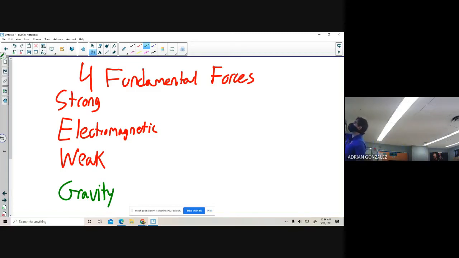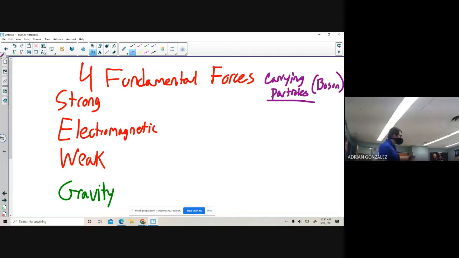Their general scientific name is the boson. But for each force, they have a specific name. So there's a boson for the strong force, bosons for the electromagnetic force, and bosons for the weak force. The strong force's force-carrying particle is called the gluon. Why? Because it holds the nucleus together. Remember, the strong force is the chain. So the gluon is what does it. It's the glue.